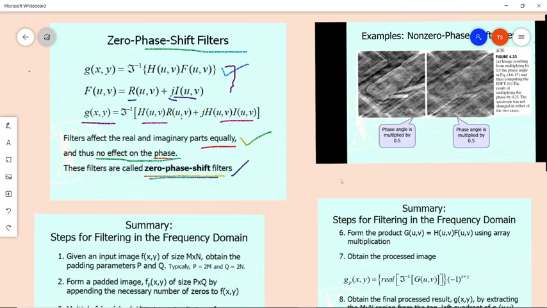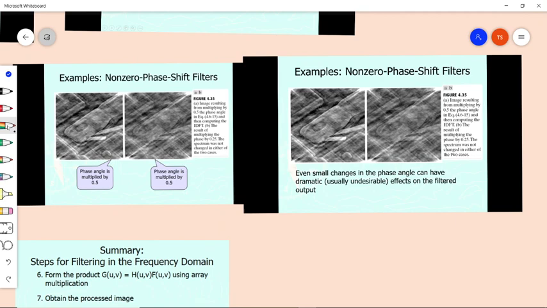I'll show an example for the zero phase shift filters. See this example. It is the original image. The phase angle is multiplied by 0.5, and upon this you will get this. See, these values are blurred here. Even small changes in the phase angle can have a dramatic undesirable effect on the filter's output. If you multiply by 0.5 and apply the inverse DFT, then this is the output.